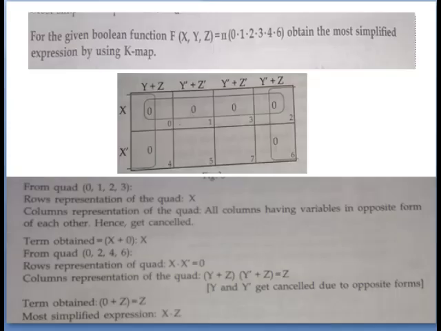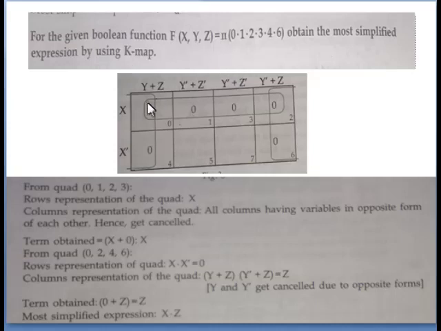Now another example. We are going to reduce the Boolean function f of x, y, z equal to pi 0, 1, 2, 3, 4, 6. This symbol is pi. These are cell numbers. Obtain the most simplified expression by using K-map. So here also there are three variables x, y, z.